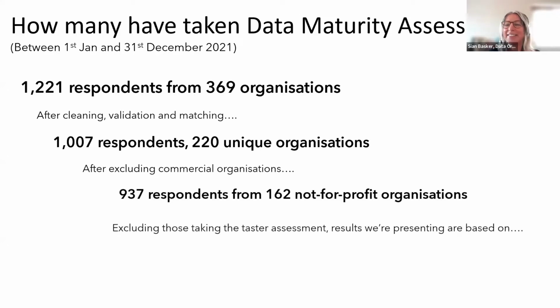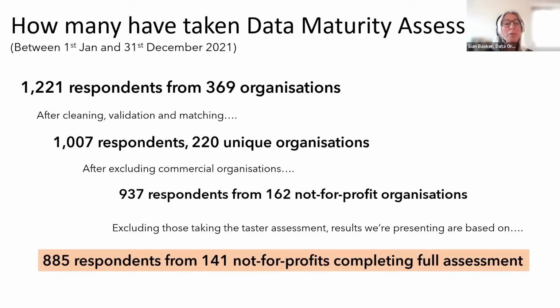And then we had to remove the respondents who'd completed our taster. We've got a little mini cut-down version, which we don't include in our more thorough responses. So in total, what I'm going to be talking to you about today is a set of data that comes from 885 people from 141 non-profits who have completed the assessment.